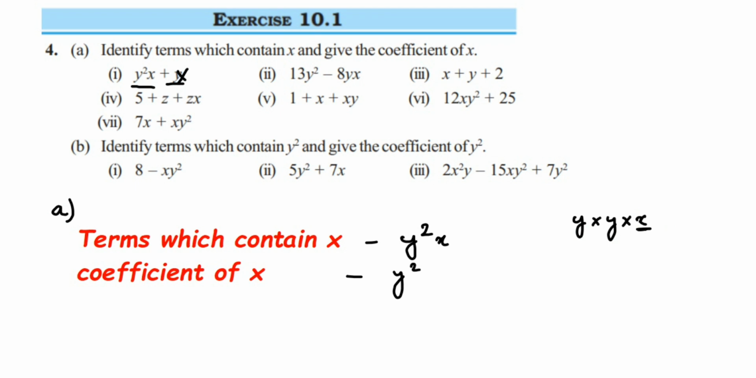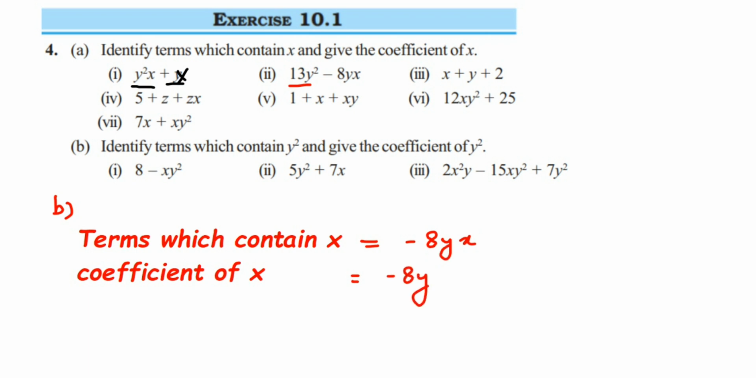The next question, we have 13y square minus 8yx. 13y square doesn't contain any x, so we take the second term, which is minus 8yx. The coefficient of x will become, apart from x, the other things, that is minus 8y. So minus 8y will become the coefficient of x.